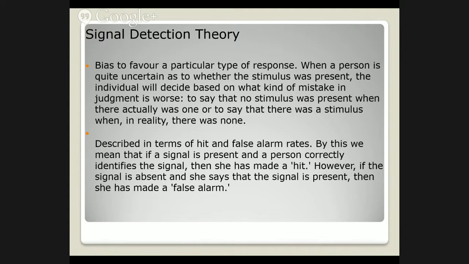The signal detection theory is described in terms of hit and false alarm rates. By this we mean that if a signal is present and a person correctly identifies the signal, then she has made a hit. However, if the signal is absent and she says that the signal is present, then she has made what is called a false alarm.